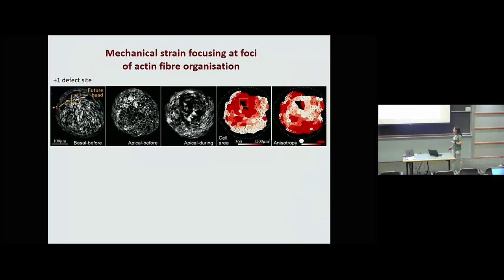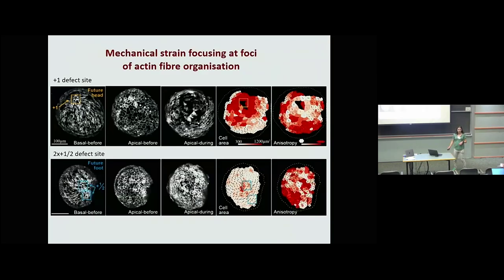So again, on the left, what you're seeing are the fiber organization and cell outlines just before the event. And then on the right is what happens during the event. So you can appreciate this really large change. And this is at a +1 defect site. If we look at what is happening at a pair of +½ defect sites, you do see some local deformation, but it's a lot less pronounced than at the +1.